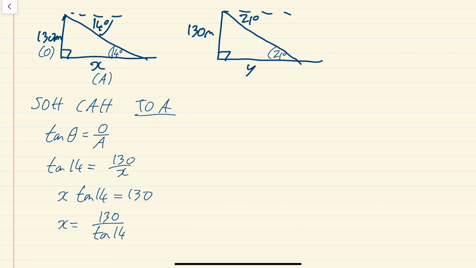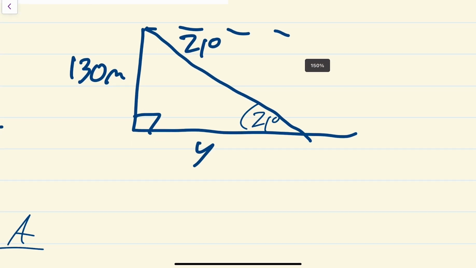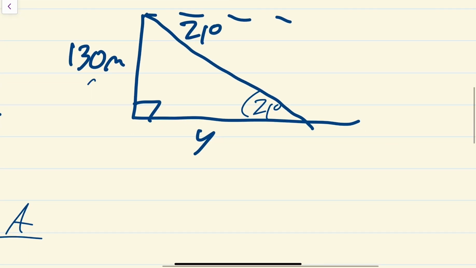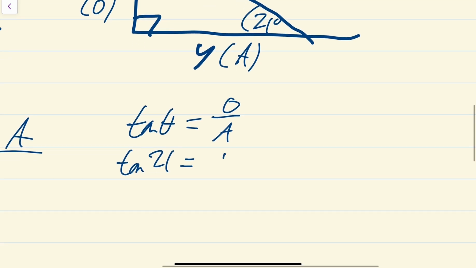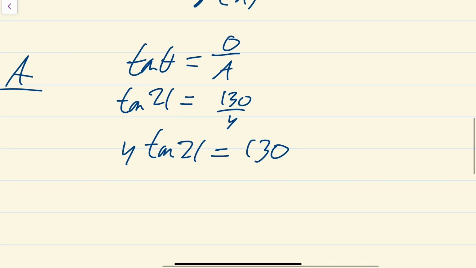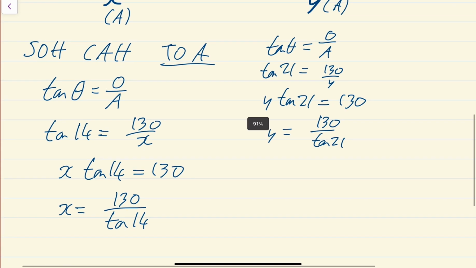Okay, same idea over here. If we look at this one, again, you've got your opposite side, you've got your adjacent. You're going to say tan of theta is equal to opposite over adjacent. So tan of 21 in this case is equal to 130 over y, which means y times tan of 21 is equal to 130. y then is equal to 130 divided by tan of 21. And you've got your two things.